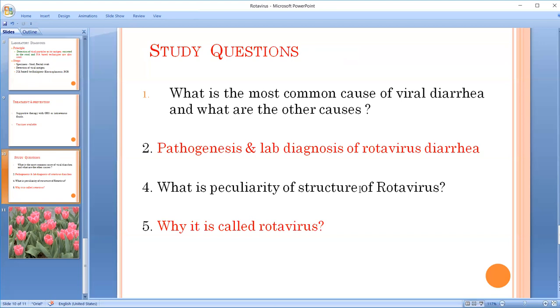As its structure is like a wheel, it is known as rotavirus. Why is it called rotavirus? Because its structure is like a wheel.